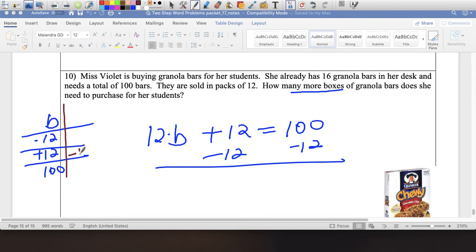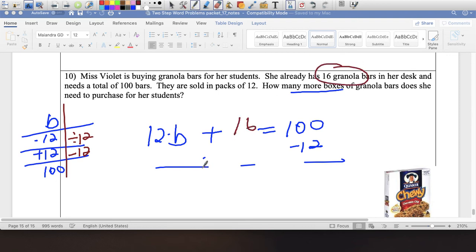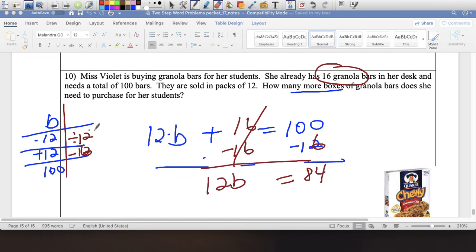Going backwards, we're going to do minus 12 and then divide by 12. This goes away. That becomes, I have no idea, 88. Yeah, this becomes 12b. Divide by 12. Oh, I'm sorry. Here's my mistake. It's supposed to be 16. That's how much you have. 16, right? Sorry. So it's minus 16 on both sides. That's my mistake. These go away. 12b comes down. 100 minus 16 is 84. Now we divide by 12. We divide by 12 and b equals 7.